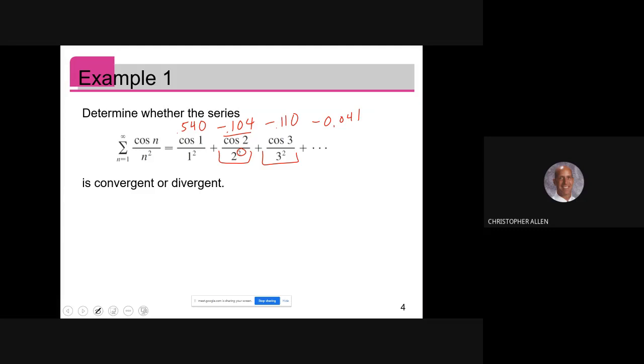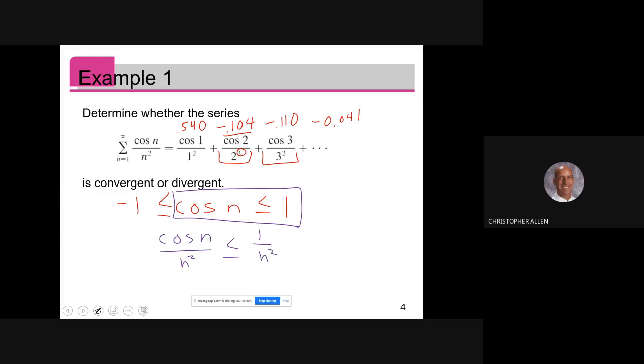But there is an important observation, and the observation is this. I hope that you guys would agree that the cosine of n, no matter what n is, and by the way, remember, n is going to be positive integer values, you would agree, no matter what it is, it has to be between negative 1 and 1. Agreed? In fact, I hope that you would agree that, strictly speaking, the absolute value of cosine of n always has to be less than or equal to 1. In other words, the absolute value of cosine of n over n squared has to be less than or equal to 1 over n squared.